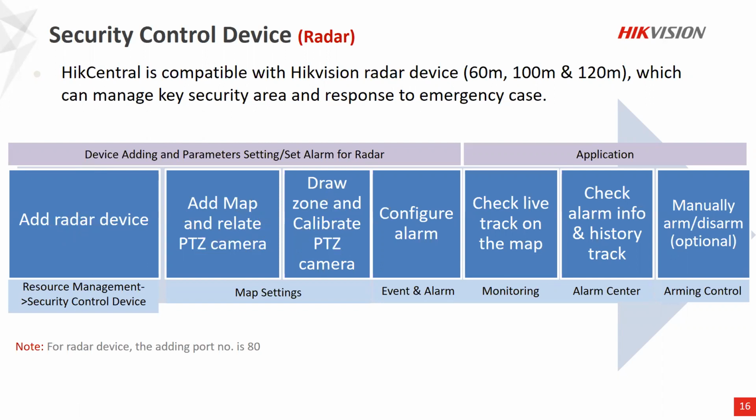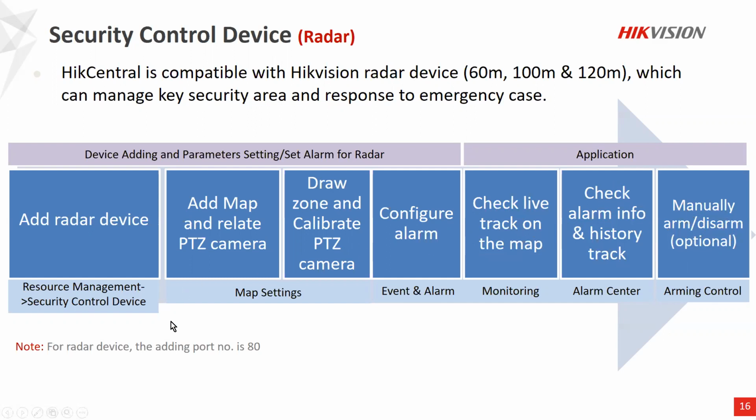The PDZ will give you the visuals on that. And then from there, we will configure the alarm for it. And then we want to be able to check the live tracking on the map itself, which is actually quite fantastic. We can check alarm info and history track, so we're going to search histories and so forth. And we can also manually arm and disarm. So let's say they're doing a bit of maintenance on a perimeter fence. As an example, you don't want to sit with 10,000 alarms every time they come there, cut the grass, maintain the fence, whatever. So you can arm and disarm it manually.